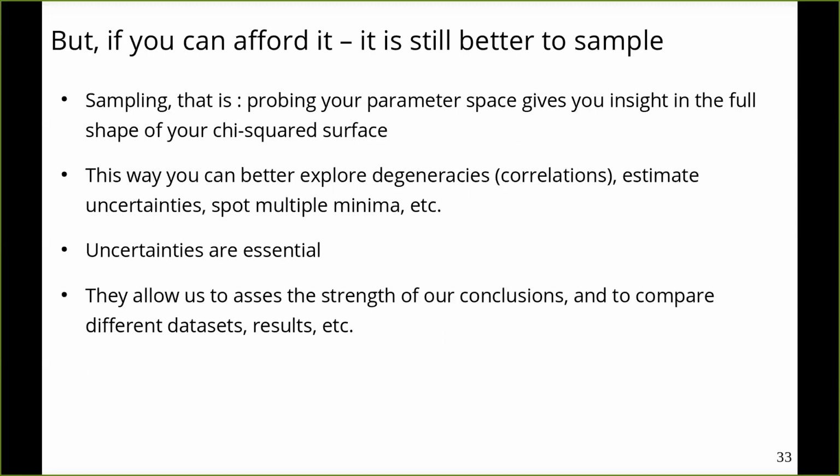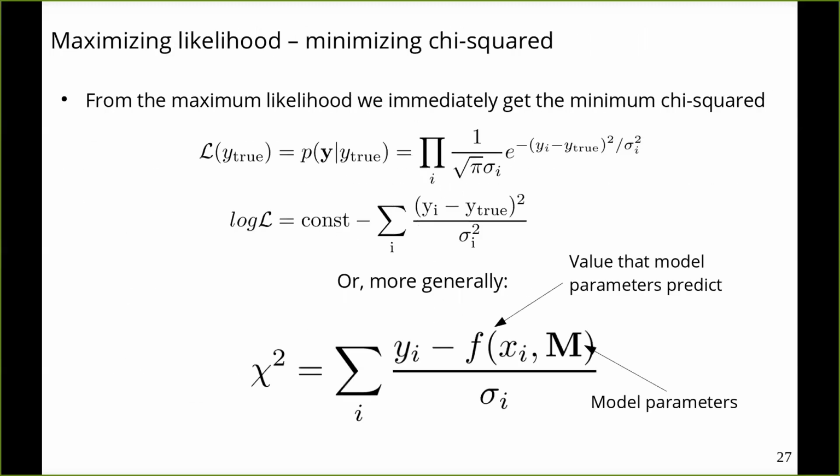Okay, cool. But still, regardless of what your model is, and I want to talk about this a little bit more, it's always better, if you can afford it, to sample. By sampling, I mean you don't only look for the minimum of the chi-square or the maximum of your likelihood, you go through your parameter space, and that gives you insight into the full shape of your chi-square surface or likelihood or posterior or whatever. There are multiple reasons why that is good. One is what I was talking about here.